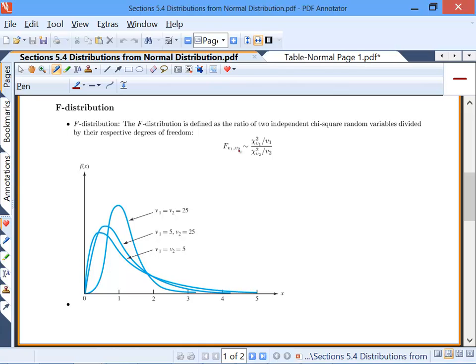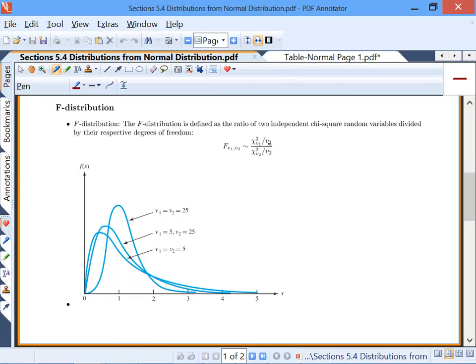Now the F distribution is defined as having 2 different degrees of freedom, V1 and V2. And here are some nice graphs for it. This top graph line has equal degrees of freedom of 25 each. This middle line here has numerator degrees of freedom of 5 and denominator degrees of freedom of 25. Again, when you look at this F distribution, it's still right skewed, and it has some different interesting shapes, depending on its 2 different degrees of freedom.